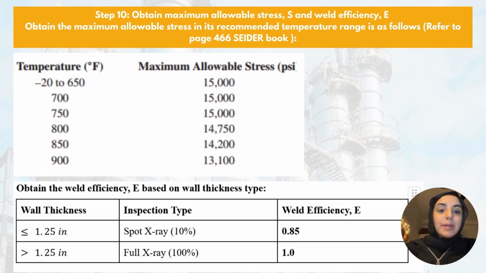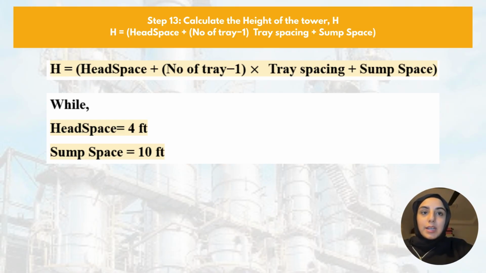Last but not least, we calculate the total height of the tower. These include the head space at the top, the tray spacing multiplied by the number of trays, and the sump space at the bottom. Each of these contributes to the overall size of the column, and the head space is equal to 4 feet, which is constant, and the sump space is equal to 10 feet, which is constant. That's all for sizing of distillation column.